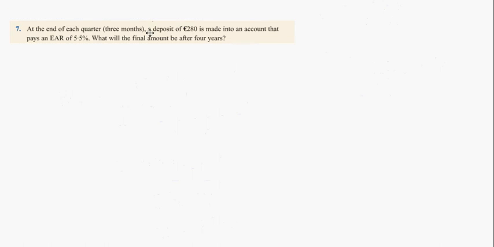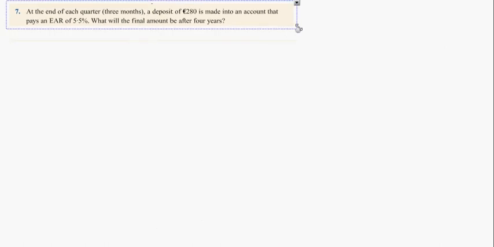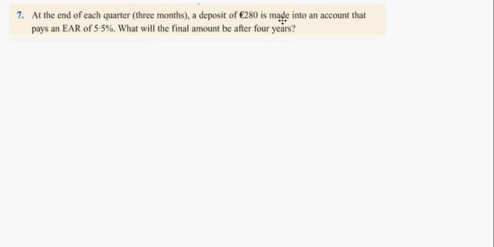Now, in the next question, at the end of each quarter, a deposit of 280 euros is made in an account that pays an EAR of 5.5%. What will the final amount be after 4 years?